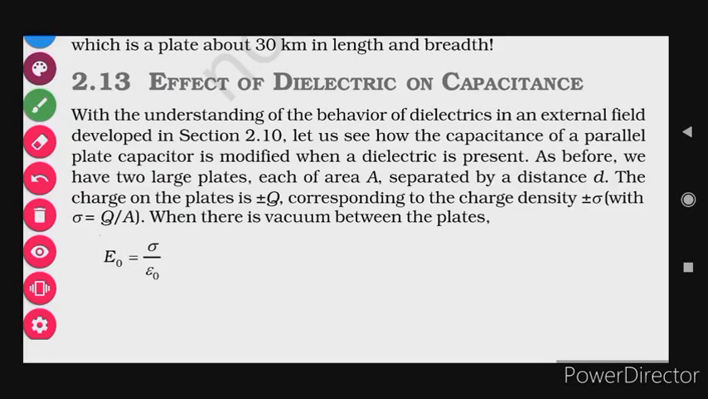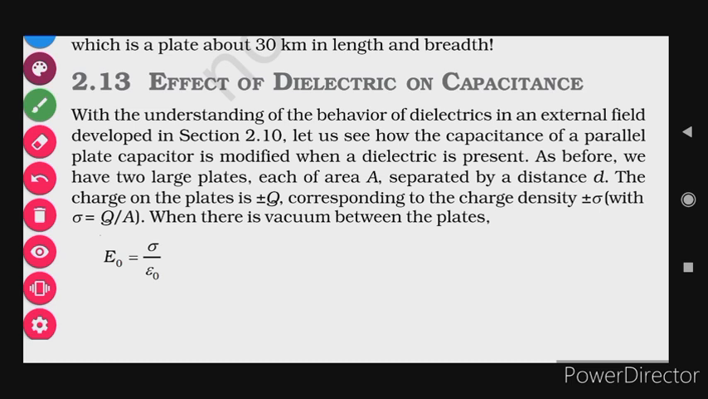Hello guys, welcome to my channel, and in this video I'll explain article number 2.13, effect of dielectric on capacitance. In my previous video I explained what the capacitance of a parallel plate capacitor is. Now we'll introduce a dielectric with some dielectric constant between the plates of the capacitor, and we'll see how the capacitance of the parallel plate capacitor changes.